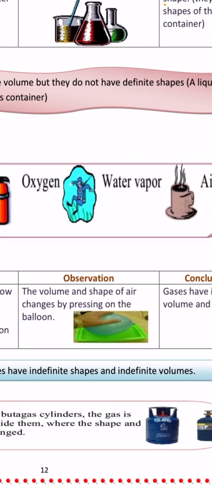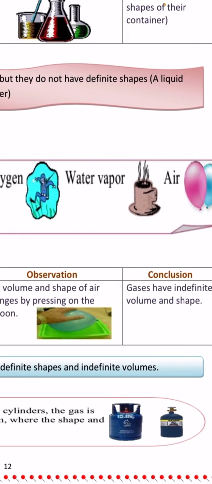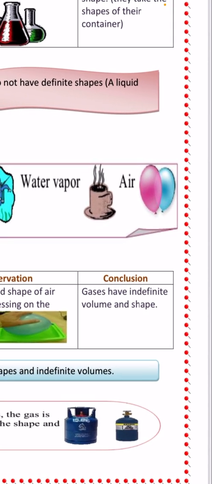Okay, changed by what? By pressing on the balloon. Why? Because gases have indefinite shape and indefinite volume. What's meant by this? The gas's shape changes according to the container. The gas's volume changes, meaning definite or indefinite? Indefinite. So gases have indefinite shape and indefinite volume.